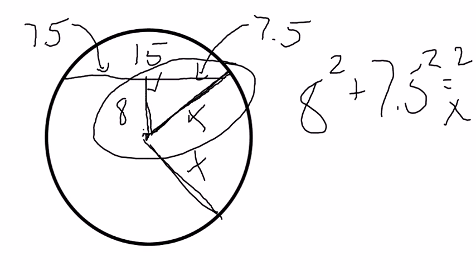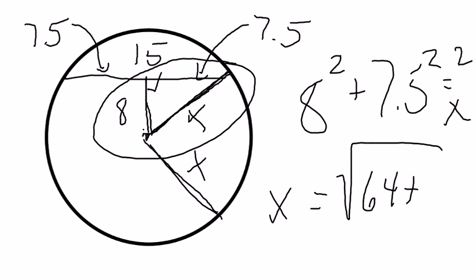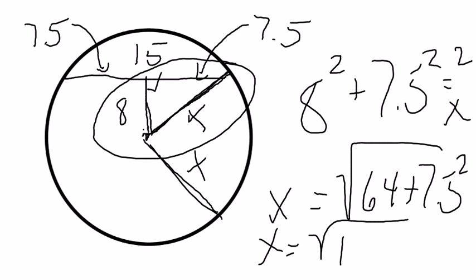So when you work that out, you're going to get x squared equals, let's see, I already know that. So x is going to equal the square root of 64 plus 7.5 squared. And you just work that out, and you're going to end up with x equals square root of 120.25. And so x is approximately 11.